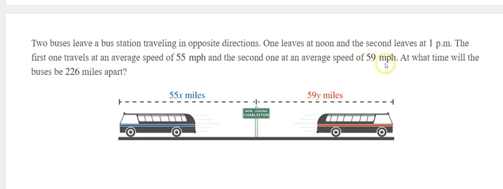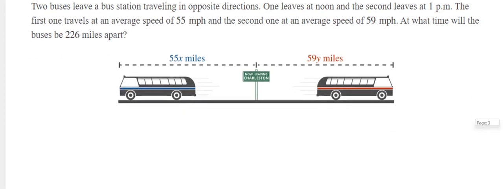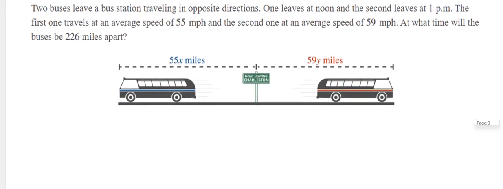Let's do the quintessential algebra question. The one that, when people start talking about algebra, always seems to be the one, except I think it usually involves trains. Two buses leave a bus station, traveling in opposite directions. One leaves at noon, and the second leaves at 1 p.m. The first one travels at an average speed of 55 miles per hour. The second one at an average speed of 59 miles per hour. At what times will the buses be 226 miles apart?